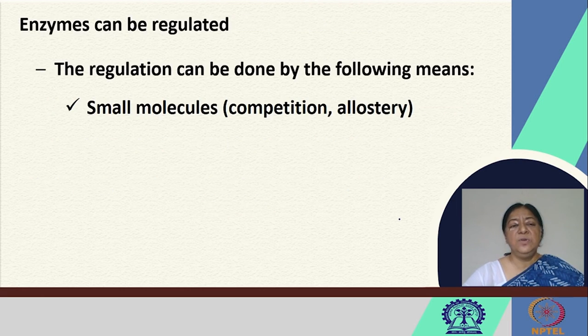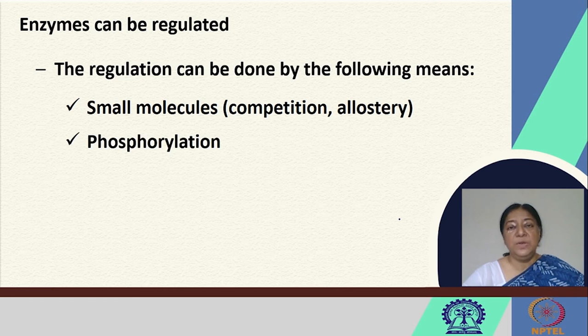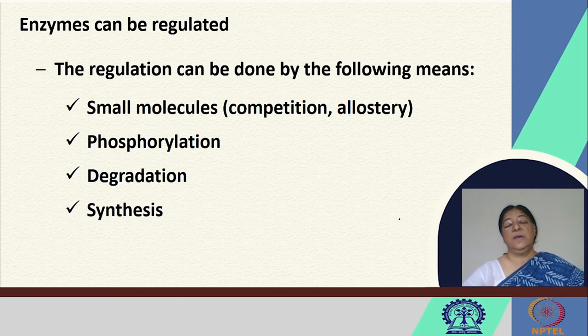So the regulations can be done by small molecules that can act as competitors, or allosteric molecules that would act at sites away from the active site of the protein but nevertheless affect the enzyme activity in terms of enzyme inhibition. Phosphorylation, where we could change the enzyme activity, and degradation or denaturation of the enzyme will result in a loss of the scaffold that holds the active site residues in position to recognize the substrate. That is also a very important factor. And the synthesis can also be changed.